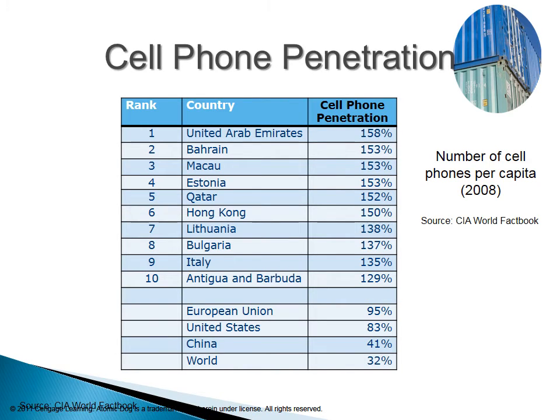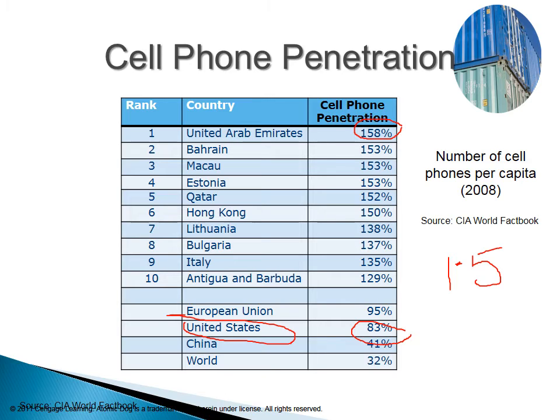Now, cell phone penetration, again, the US is below many of the countries. It stands at 83% penetration, whereas countries like the UAE have 158% penetration. What that means is that for every individual, on average, they have around 1.5 cell phones. Now, this is an average.